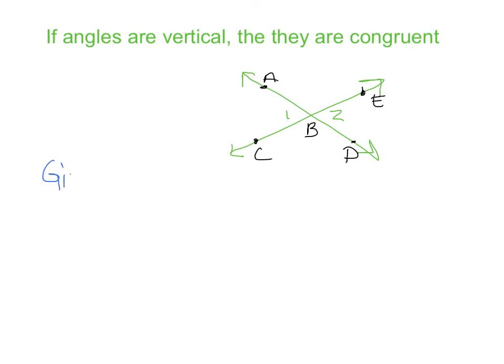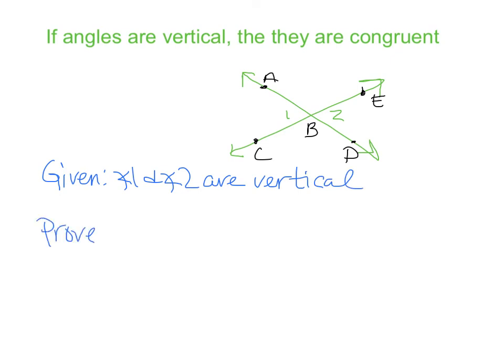So given angle 1 and angle 2 are vertical, we want to prove that angle 1 is congruent to angle 2. Sound good?